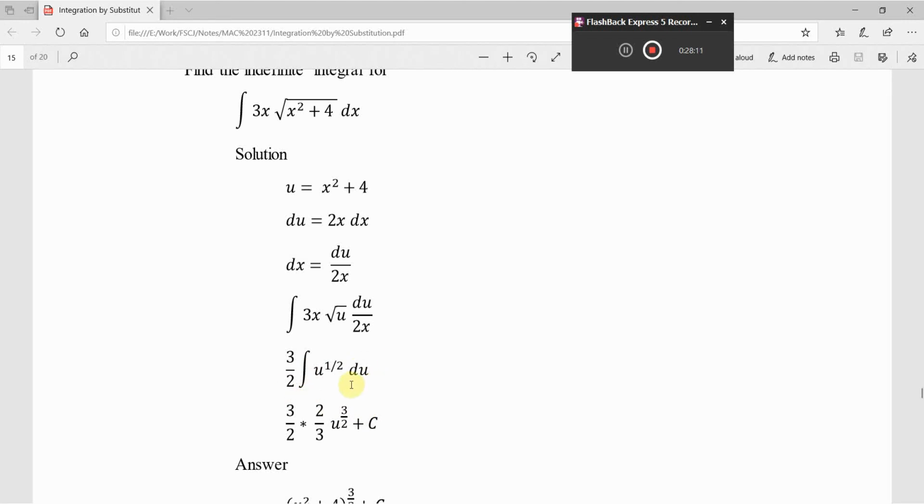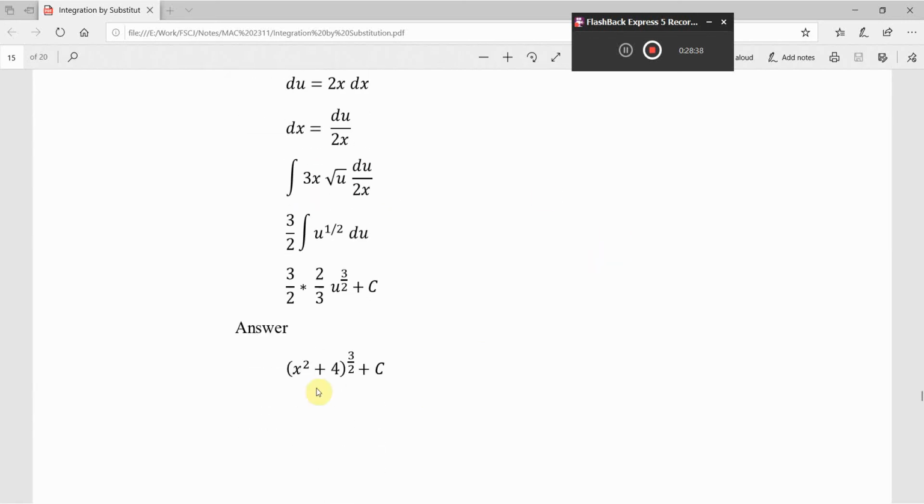Taking my antiderivative, I add 1 to the exponent and divide by the new exponent. So 1/2 plus 1 gives me 3 halves, and dividing by 3 halves is the same thing as multiplying by the reciprocal, multiplying by 2/3. So I get 3 halves times 2/3 times u to the 3 halves exponent plus c. And then lastly, I'm going to replace my u with x squared plus 4. So I've got x squared plus 4 raised to the 3 halves exponent plus a constant.